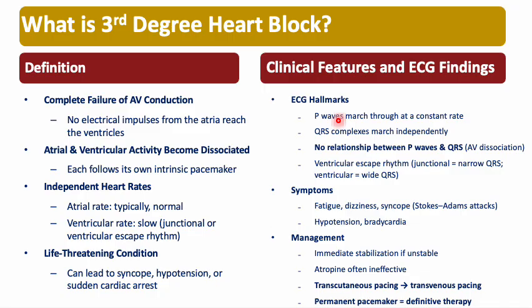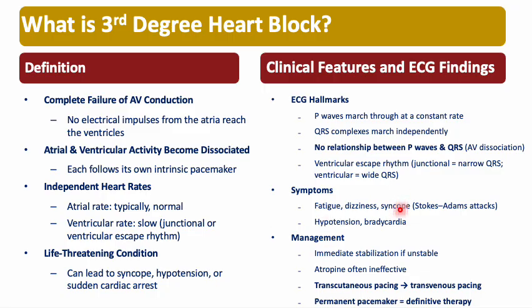The ECG hallmark findings: P waves march through at a constant rate. The QRS complexes march independently. There's no relationship between the P waves and the QRSs. The ventricular escape rhythm, which is known as a junctional rhythm, does have a narrow QRS. And if it's a ventricular rhythm, it can either have a narrow QRS or a wide QRS.